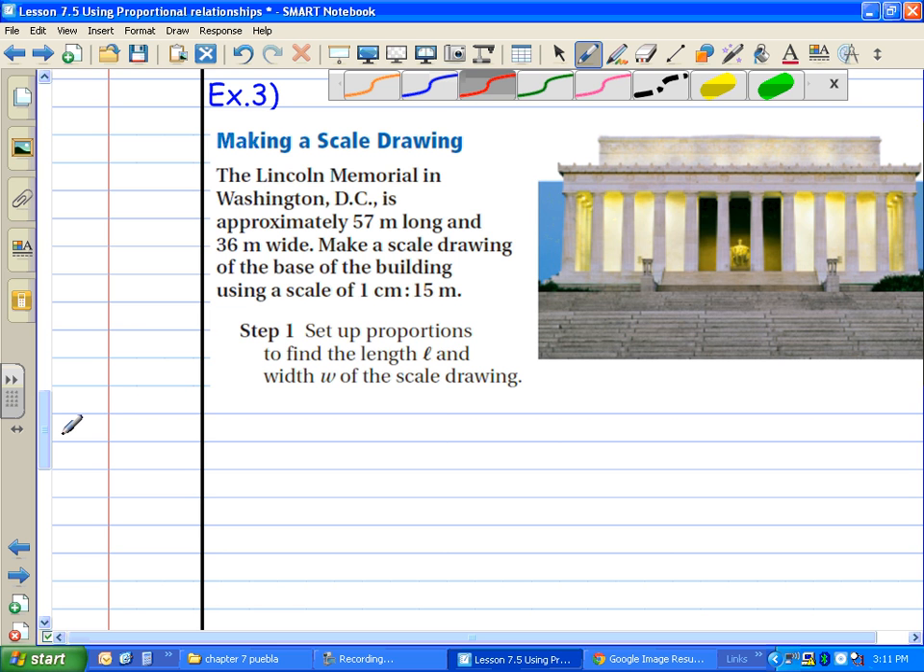So like it says in step 1, I want you to set up a proportion. And we're going to need to find out what the real length and what the real width is in our drawing. Now our proportion is right there. They give it to us right here. Well, here's part of it. Part of it is 1 centimeter to 15 meters.